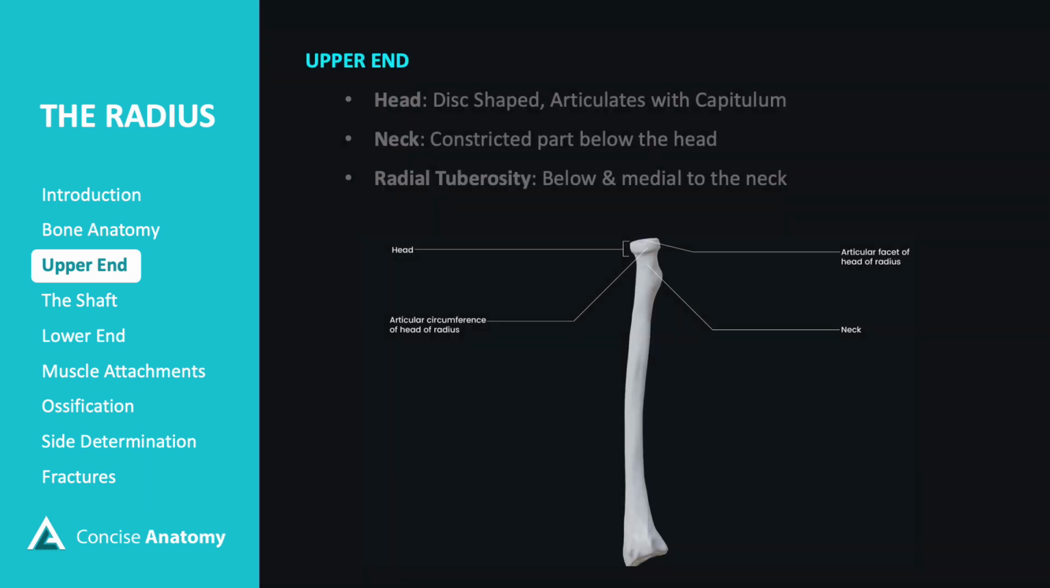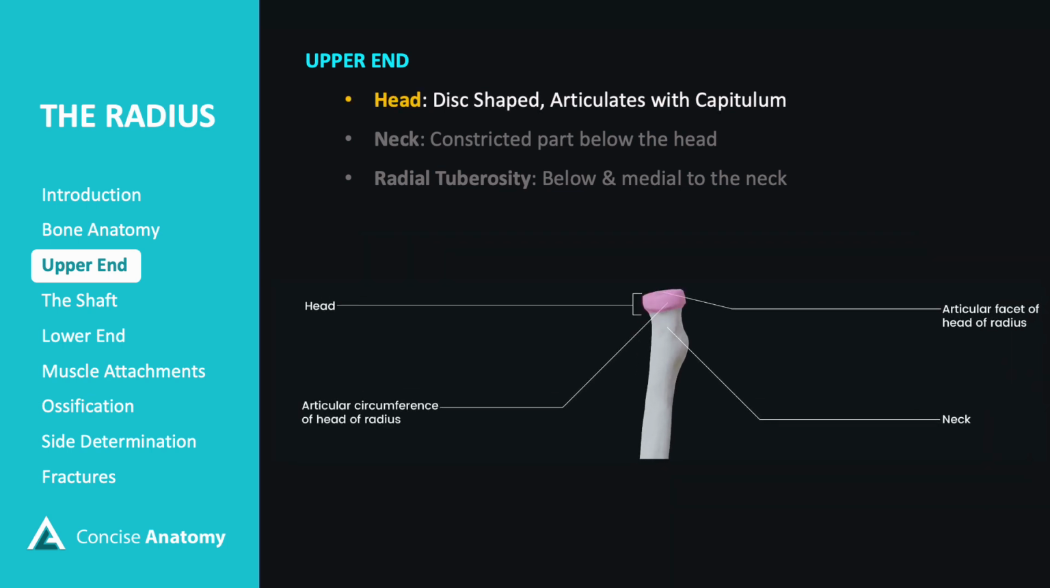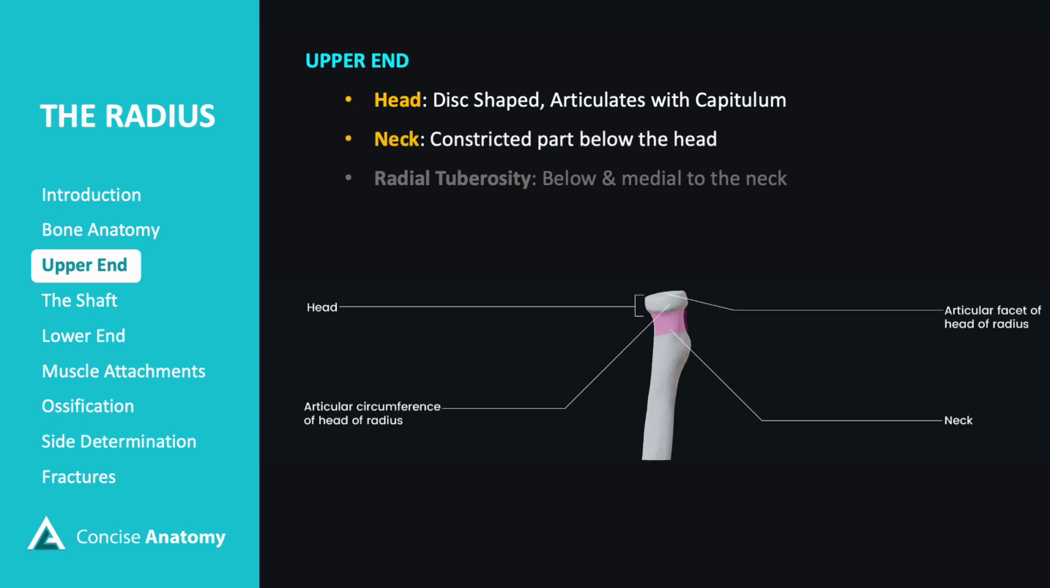Now, let's have a closer look at the key anatomical features at its upper end. The head of the radius is disc-shaped and articulates with the capitulum of the humerus, enabling rotatory movements. The neck is the constricted part located just below the head, connecting it to the shaft. The radial tuberosity lies below and medial to the neck, serving as the attachment point for the tendon of biceps.